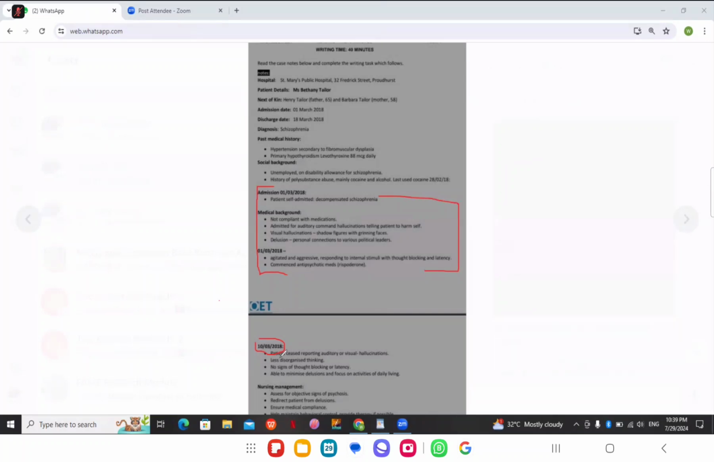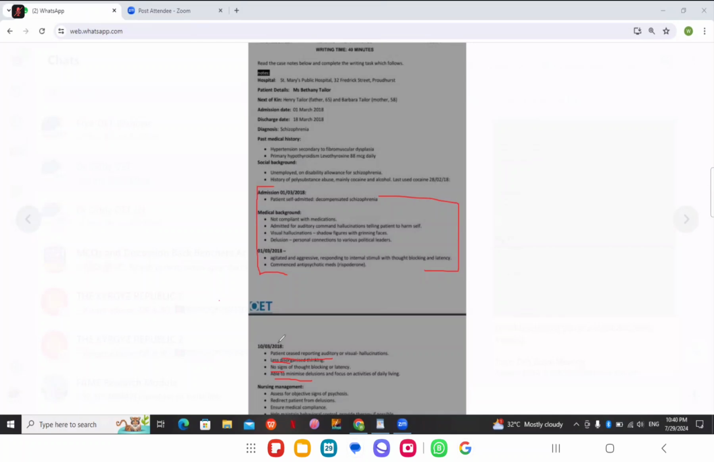After 7 days, or 9 days, sorry, after 9 days, I assessed the patient. And what I found on my assessment on that day: the patient is not responding to auditory or visual hallucinations. She was less disorganized. There were no signs of thought blocking or latency, and she was able to minimize the bleeding. It means after 9 days, her symptoms improved.